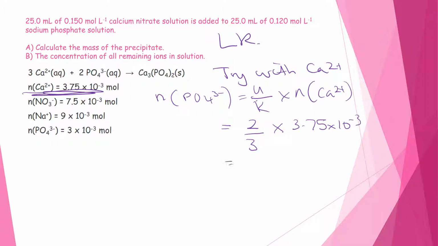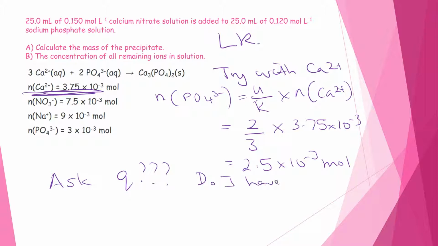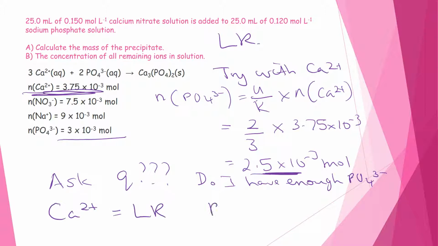And this comes out to be 2.5 by 10 to the negative 3 moles. Now remember, we must ask ourselves the question, do I have enough phosphates? Now if you look at how much we said we would need if we used up all of the calcium ions, you can see that we've actually got 3 by 10 to the negative 3 moles. So we've got more. This tells us that calcium ions is the limiting reagent and the phosphate ions are in excess.